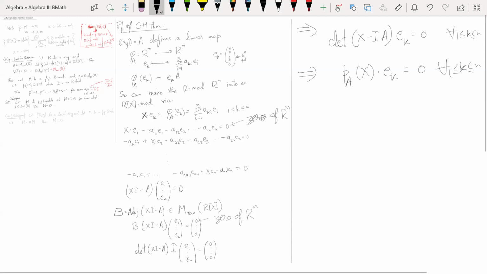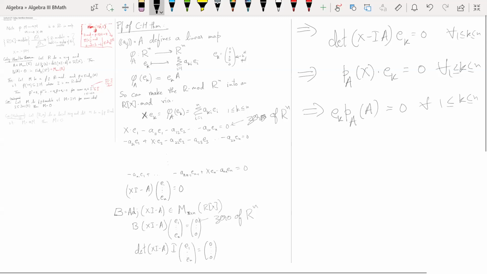Yeah. But how does P(A) act on a vector? It just multiplies with A, on the right. So P(A) is... so this implies P(A) · e_k is zero for all k between one and n. And this is how the linear map behaves.